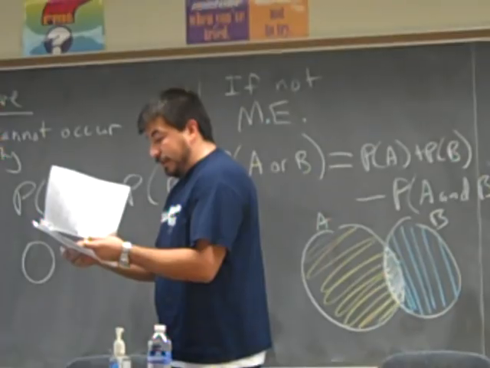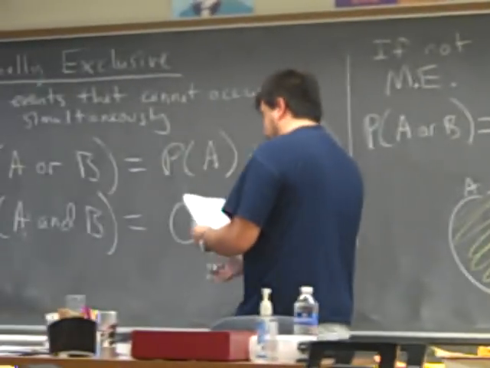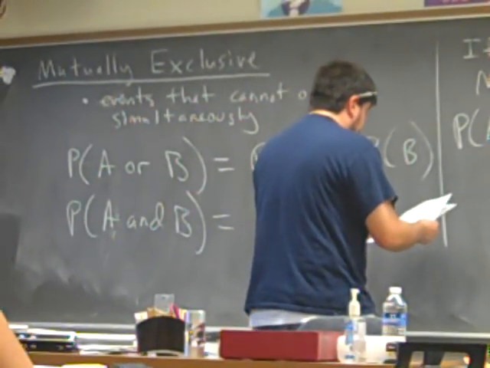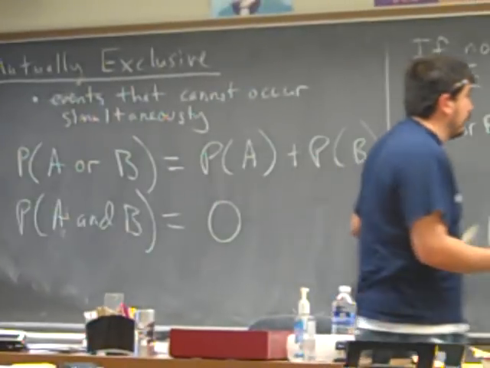Juniors, you guys are almost done. We just have independent, dependent, and complement, which are pretty easy.